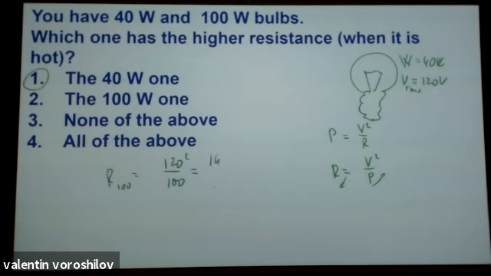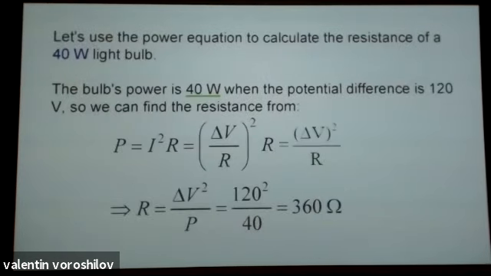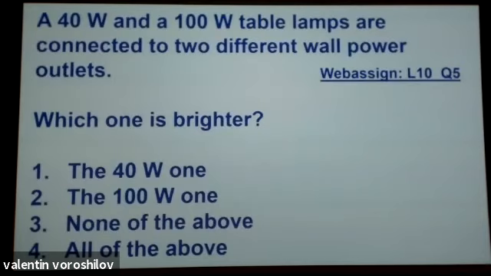So 144.00 over 100, 144 ohms. And you can calculate the resistance of another bulb, 360. The 40-watt bulb has a higher resistance.